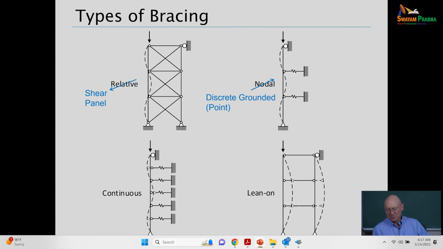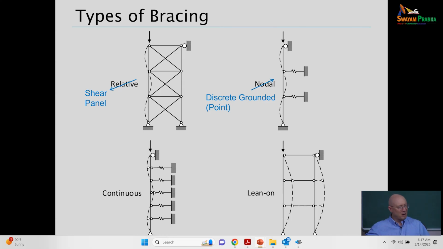And then the last one on the lower right is what we call lean-on bracing. This is a special type of bracing where we have several columns tied together. It's shown here as one column having load on it and the other not having any. But you could have different loads or different sizes of members. The weaker member, the one that's more heavily loaded or with a smaller moment of inertia, would tend to be more critical for buckling.